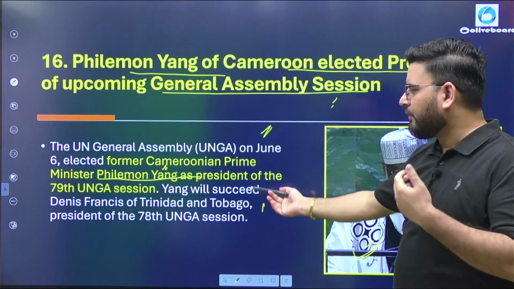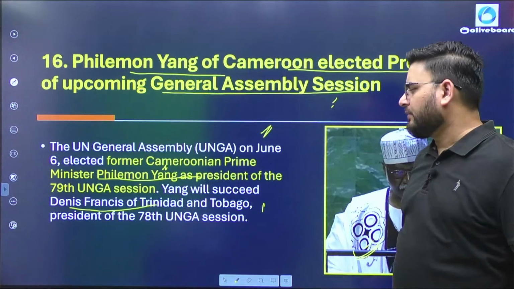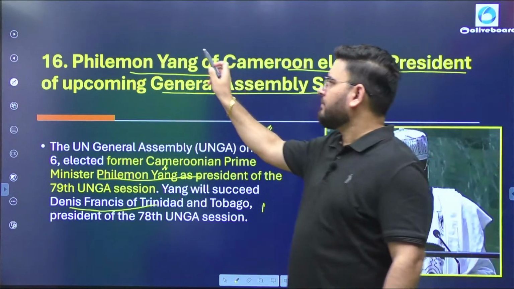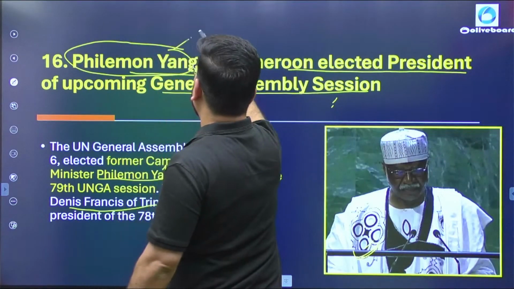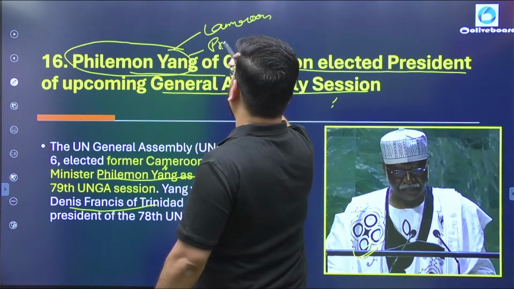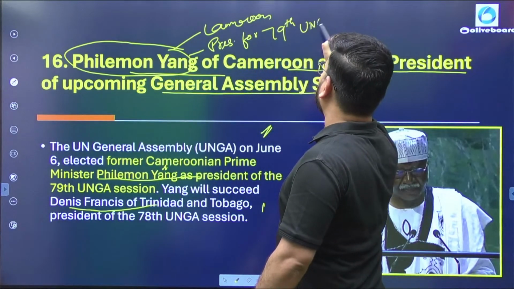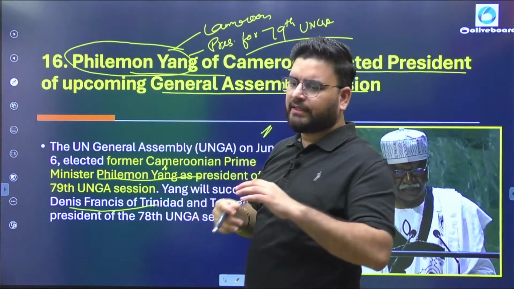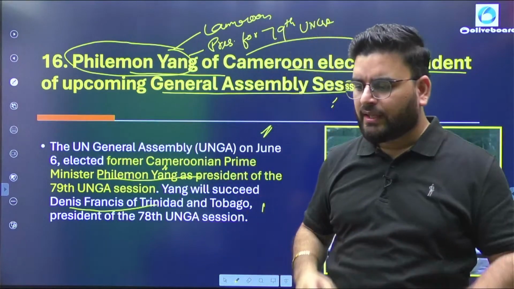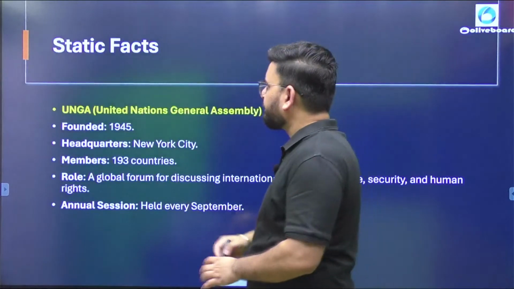Before him, Dennis Francis of Trinidad was the president of the 78th UNGA. So remember this name, Philemon Yang from Cameroon, president for the 79th United Nations General Assembly. For every General Assembly, there is a separate person for the presidentship, and he's from a different country. Now moving on to the next news.